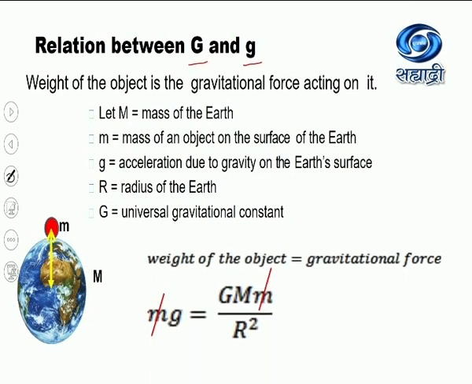So F is equal to mg according to Newton's second law of motion, and F is equal to GMm upon r square according to the gravitational force. So the weight of an object is given by mg and the gravitational force is given by this formula. Cancelling m, we get g is equal to GM upon r square. This is the formula to calculate acceleration due to gravity.